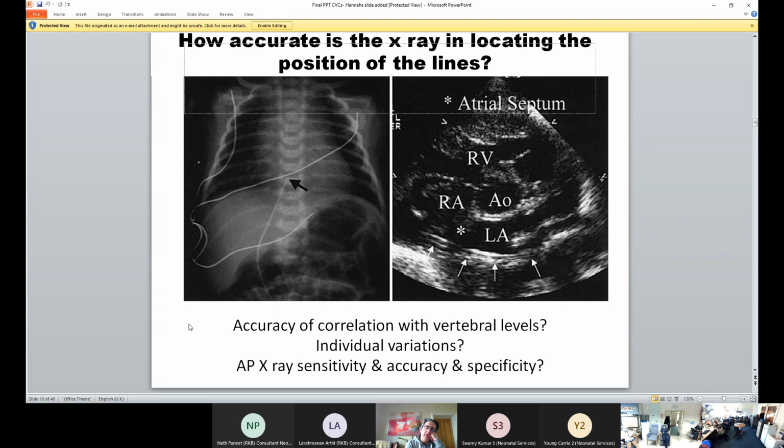They need the experience to operate the echo in order to verify the position. Some places, like in St. Peter, for example, use the echo. They don't verify the position with X-ray. They verify it with echo.